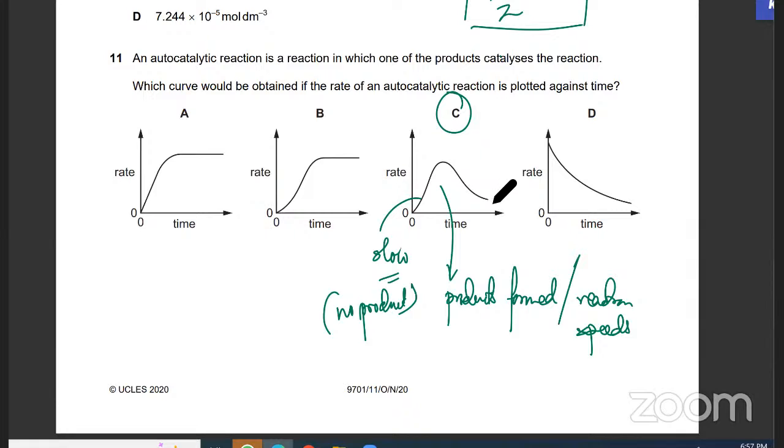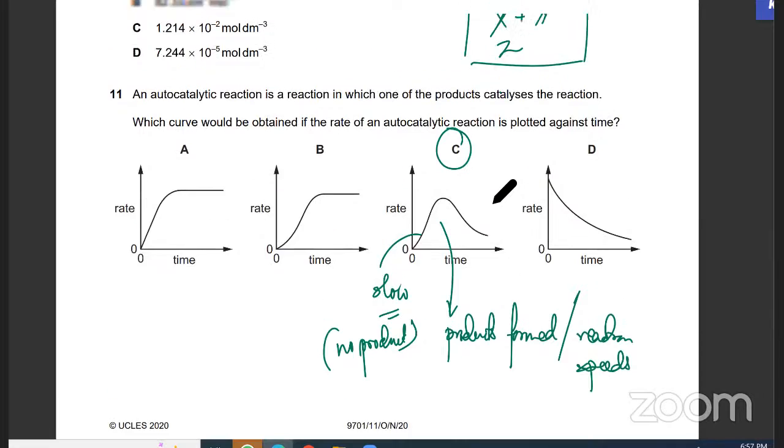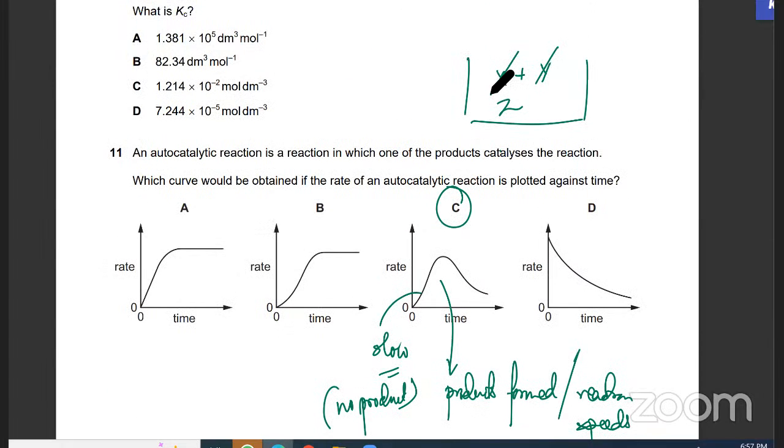Why does it come down again at the end? Because the product is self-consumed. The product consumed क्यों हो रहा है? No one is consuming the product. Because eventually the reactants will finish. At one point, the product will be present, but there will be no reactants. If there is no reactant, the reaction stops. If the reaction stops, the rate of the reaction drops to 0 again. So which is why it's going to be C. Is this clear? Yes.